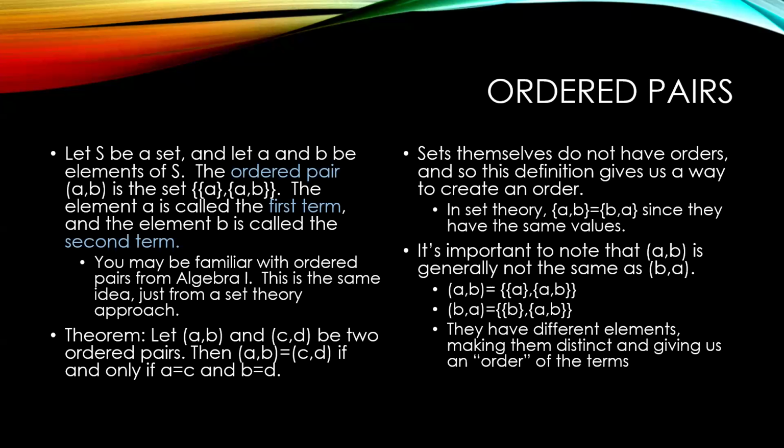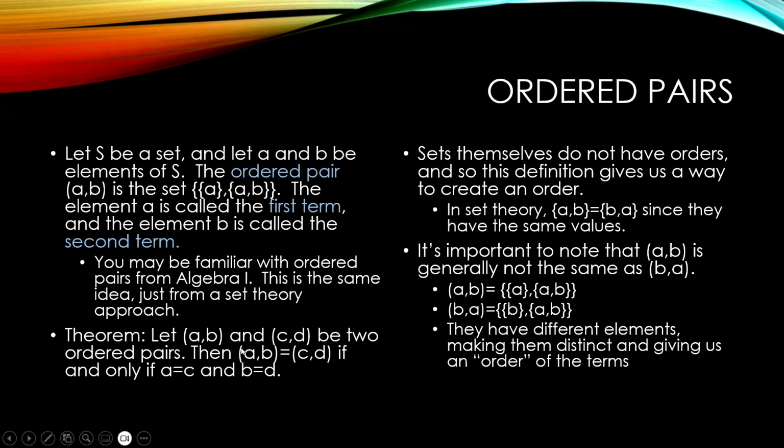Now, you may remember from Algebra 2 that you were introduced to the idea of relations. The idea here is very similar, but now it's framed from a set theory perspective. Let S be a set and let A and B be elements of S. The ordered pair (A, B) is the set {{A}, {A, B}}. The element A is called the first term, and the element B is called the second term. We already talked about this; it's the same idea, just from a set theory approach.